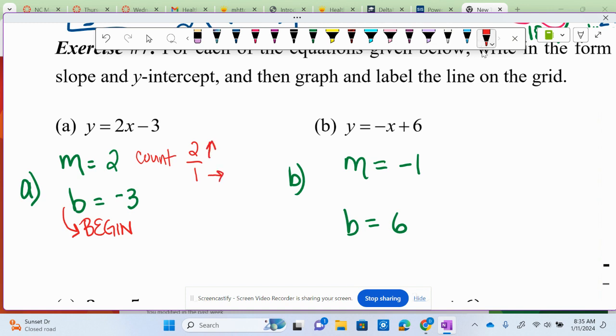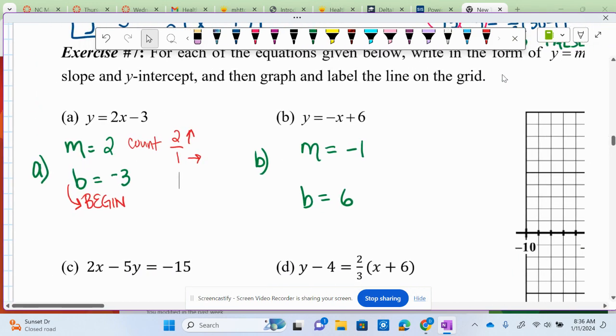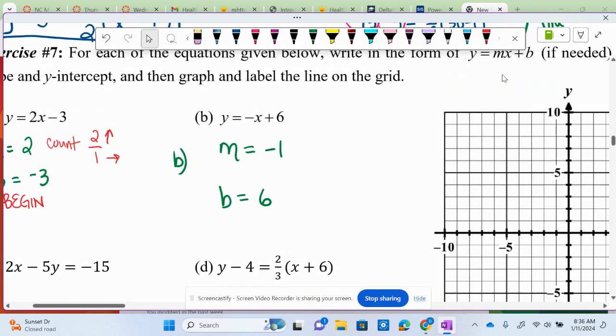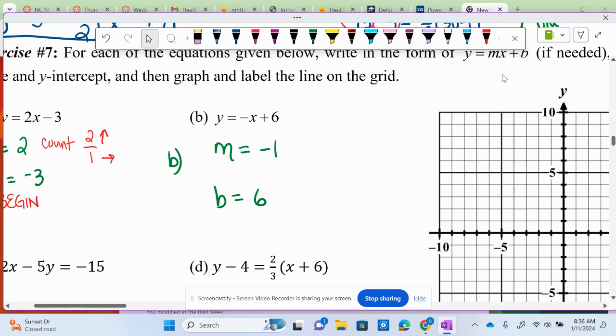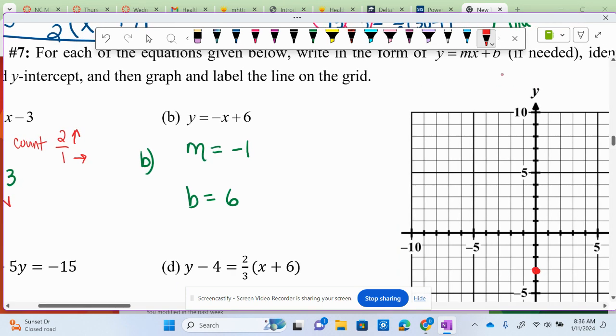So I want to do that one together. I'm going to begin at -3 on the y-axis. So -1, 2, 3. This is where I begin. And then my slope is 2 over 1. That means that from this point, I go up 2 over 1. I'm going to do that again. Up 2 over 1, up 2 over 1. I'm going to do it so I have enough points that I can draw a nice straight line.